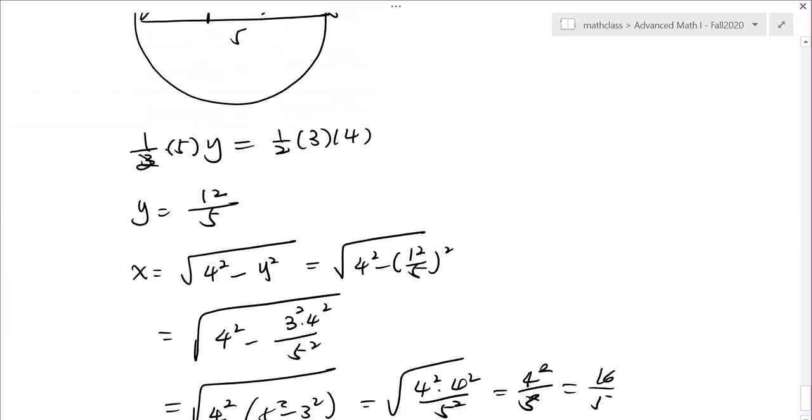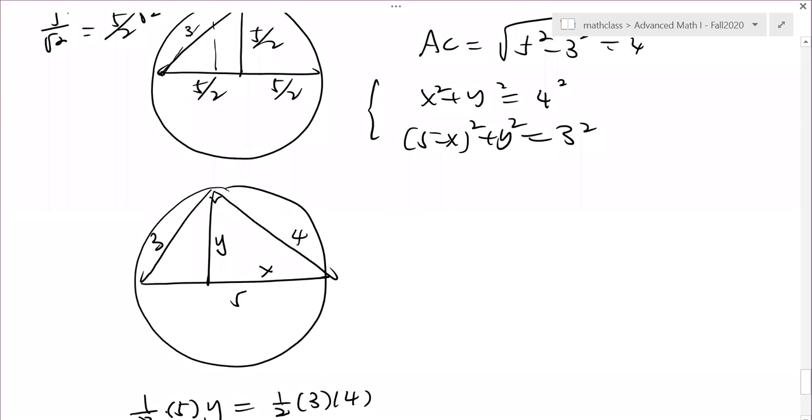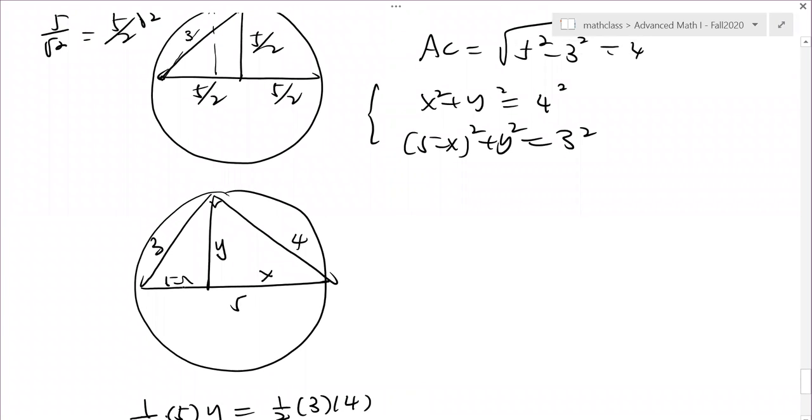Okay, let's go back to this problem. Look at the picture here. This is 5 minus x. So you have two equations: x squared plus y squared equals 4 squared, and (5 minus x) squared plus y squared equals 3 squared. From here you can get x immediately by solving those two equations. Once you get x, you can also get y.